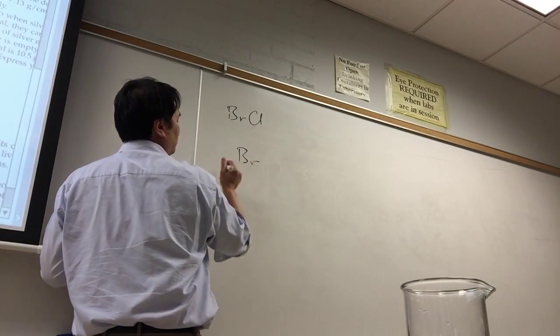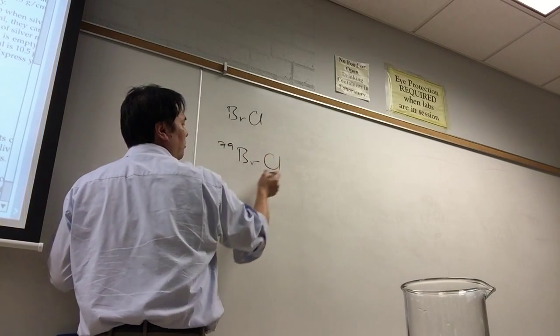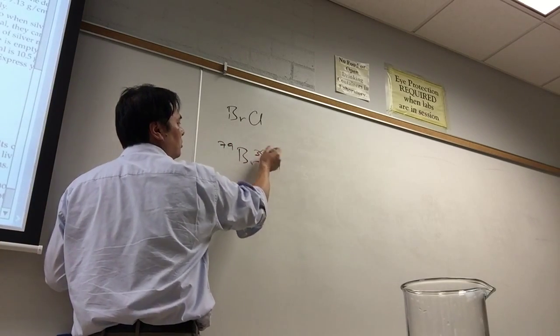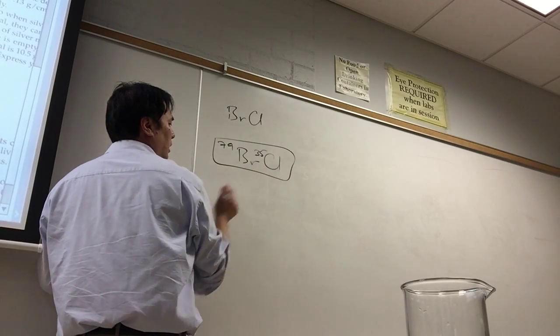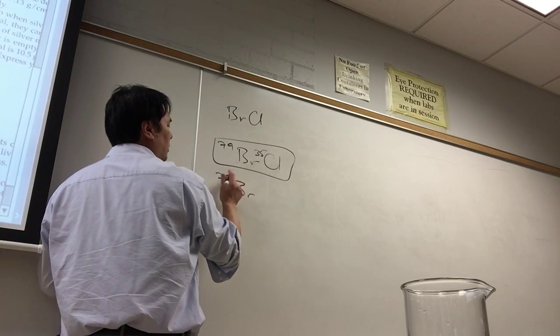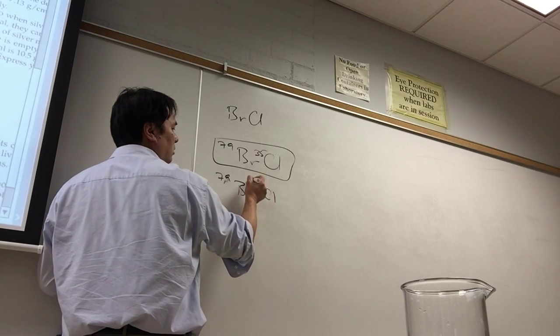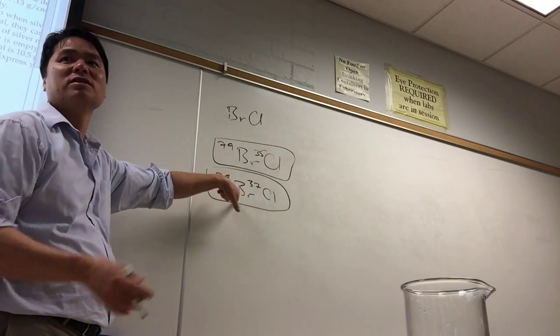And so bromine can be 79 or 81. Let's start with 79. Chlorine can be 35 or 37. So let's start off with 35. And so this is 1. Okay, what's the next one? Bromine, we'll leave it at 79. But now we'll change chlorine to 37. This one weighs 2 u more. It's a little bit heavier.